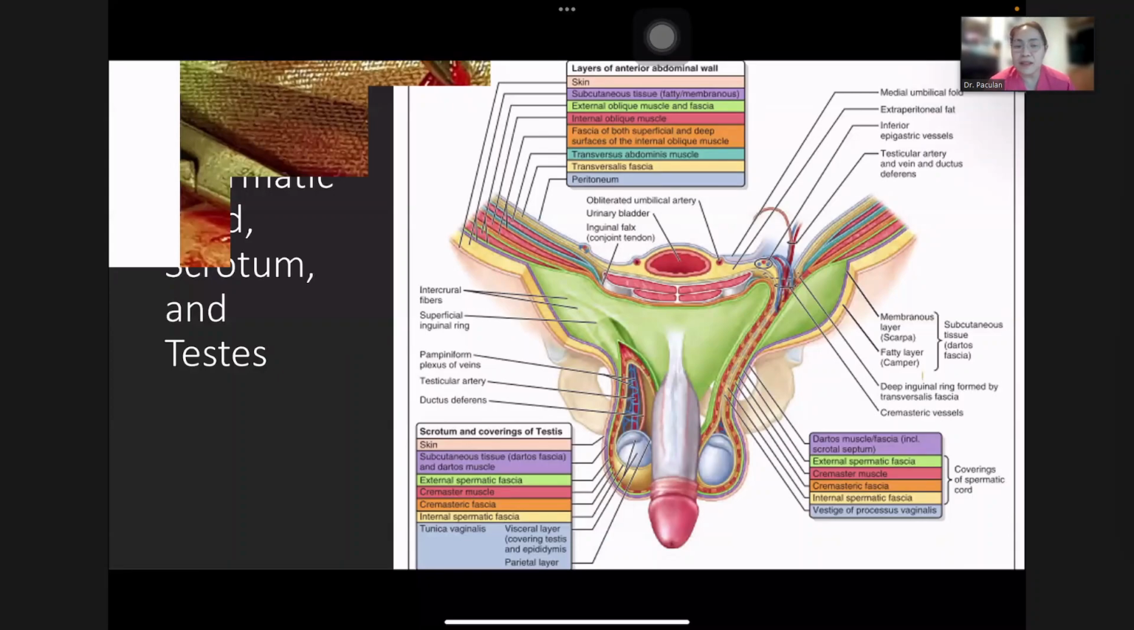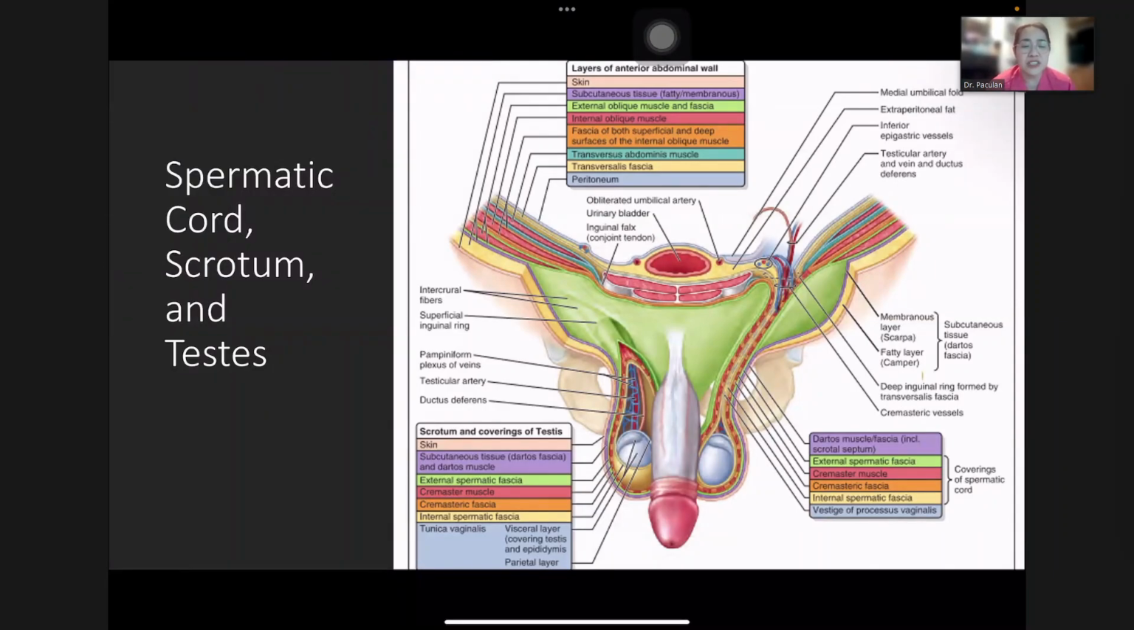Let me clarify: this is not limited to the male sexes. There are female homologs. For example, Gartner's duct, an embryonic remnant of female reproductive development, is equivalent to the spermatic cord. The labium majus is for the scrotum, the ovary for the testis, and so on. So let's proceed with the images.